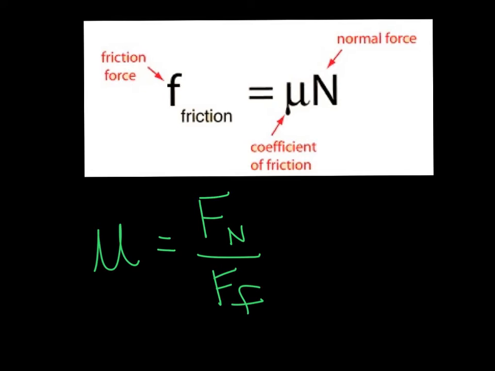So to figure out the mu, or the coefficient of friction, we can rearrange the equation and get the normal force, or remember the support force, which is the opposite of the weight, divided by the force of friction. That tells us what the coefficient of friction is for different surfaces.